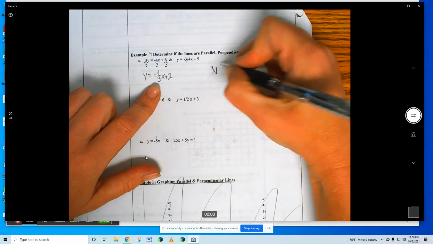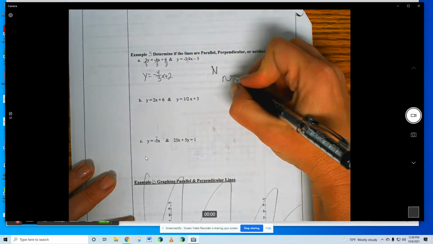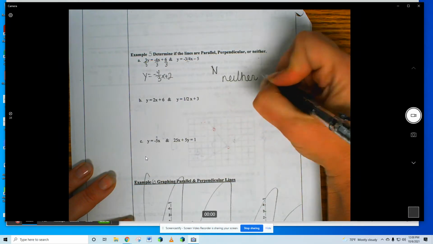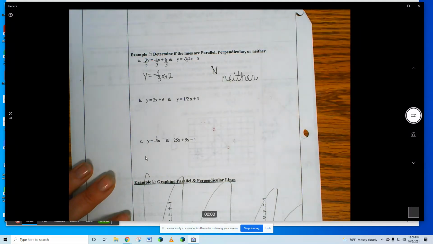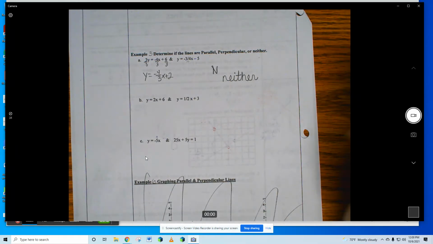Neither. Can you guys do cursive? Here we go. Neither. Woo! It's been a long time, huh? Oh yeah, slanted is better. I'll do that on the next one.